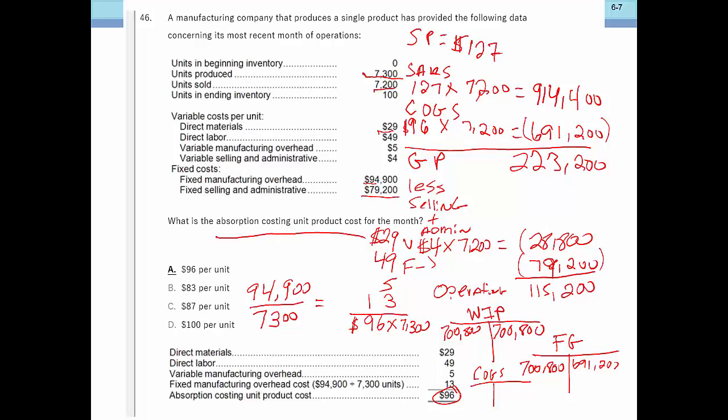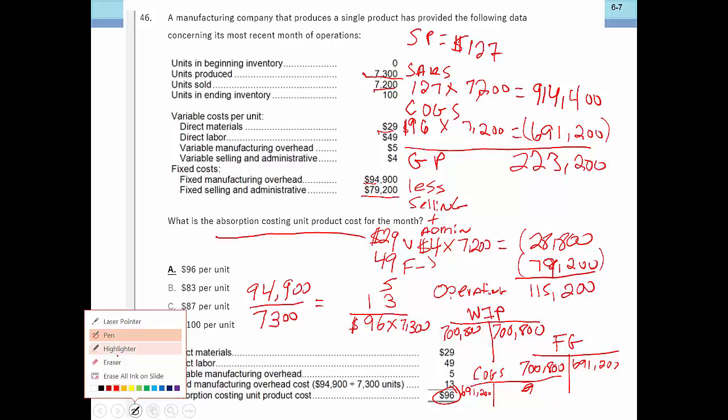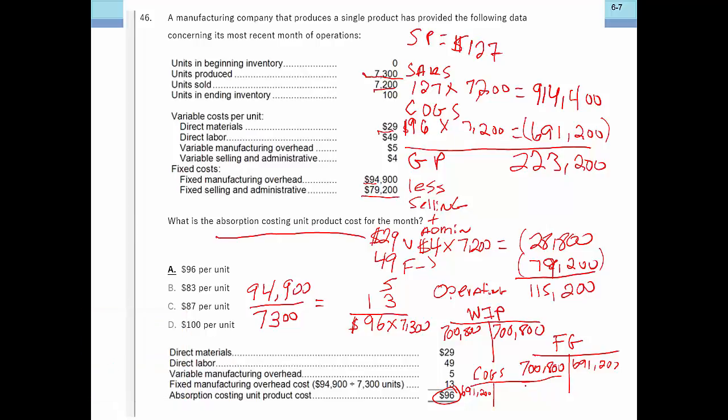Which means my cost of goods sold is 691,200. Which means that I have how much left? 9,600, and it's spilling over into my credit side of cost of goods sold. I don't want that to be a credit to cost of goods sold. It's a balance that's left.